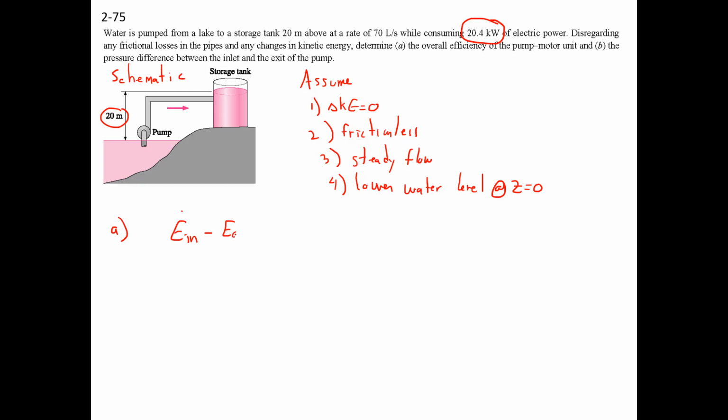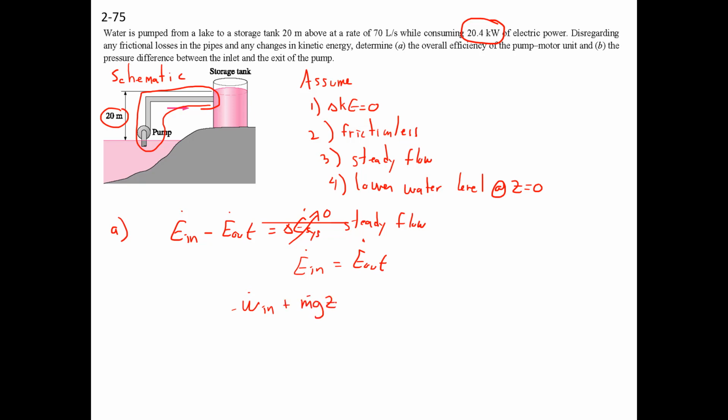E in minus E out equals delta E system, right? Since the problem is at steady flow, delta E system is 0, resulting in E in equaling E out. Much like the prior problem, if I take my system to be the pipe and the pump, I have energy in by work and potential energy of the fluid, and I have energy out by potential energy of the fluid. So I have work in, by bringing in the mass term on the other side, is equal to mg delta z.